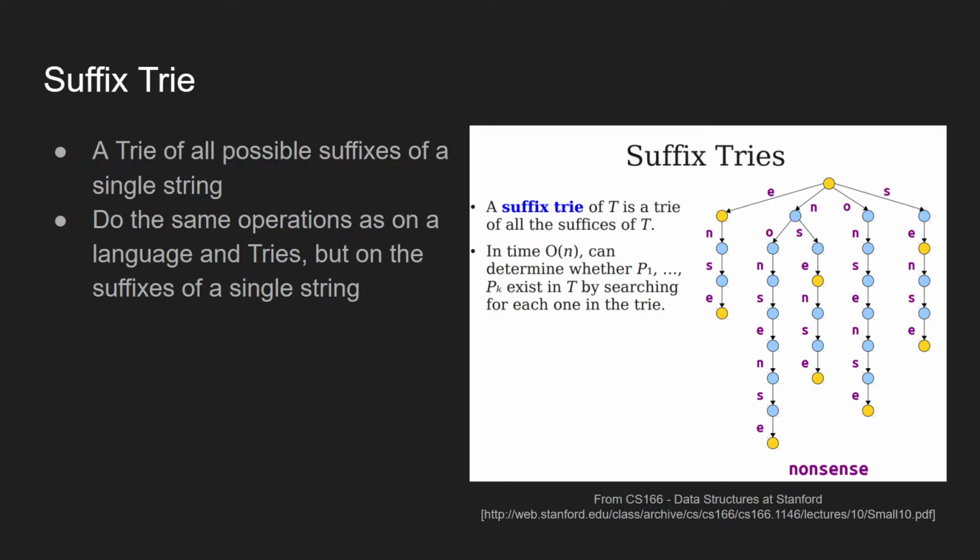A suffix trie is a trie where the language from which it is built consists of all suffixes of a single string. Consider a string nonsense. To get all possible suffixes, just write out all substrings of that string, starting from 0, then from 1, and so on. Then, insert all those suffixes into a trie, and now we have built a suffix trie. The same operations from before apply to this trie, but what the trie contains has changed. So instead of a language of words, it now contains all suffixes of a single string.